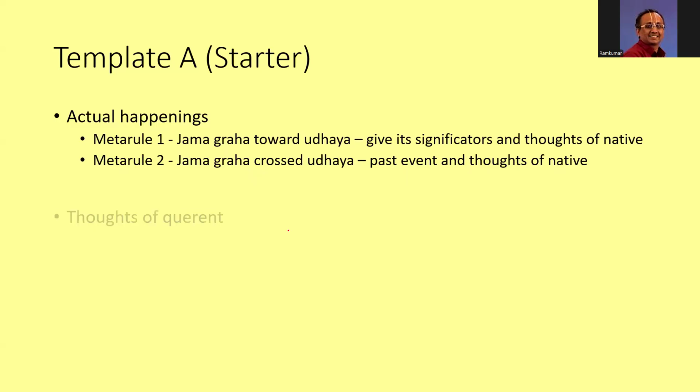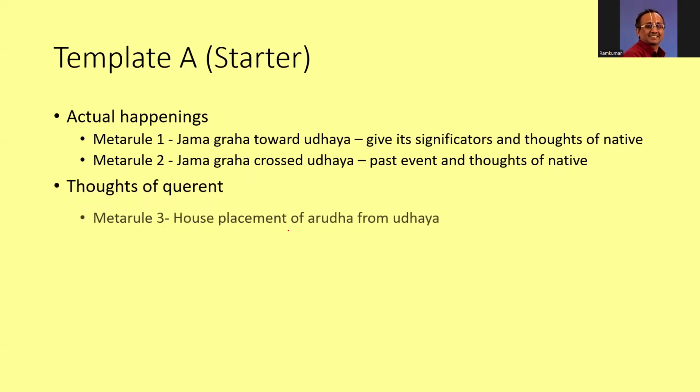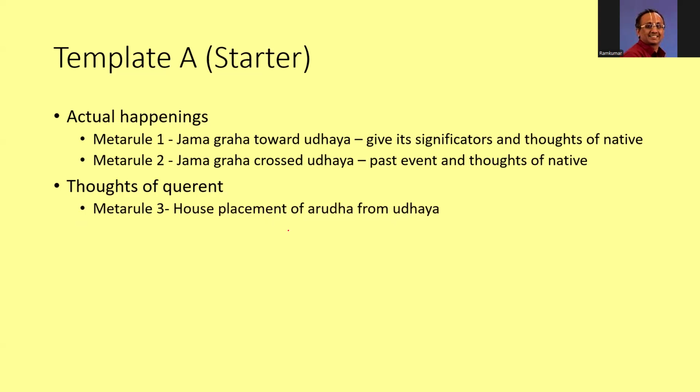Right? Then thoughts of the querient. So house placement of Aruda from Udaya will tell you the thought of the querient. Many times this will also tell you about the question which the person is asking. For example, if somebody is going to ask you about progeny, Aruda will be in the 5th from Udaya. If somebody is asking about marriage, Aruda will be in the 7th from Udaya.